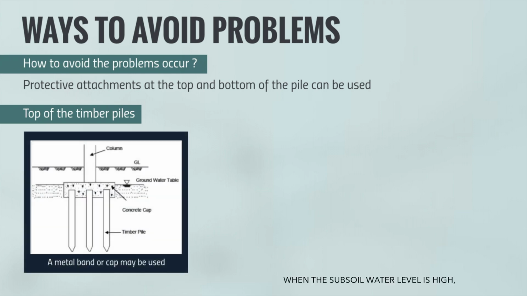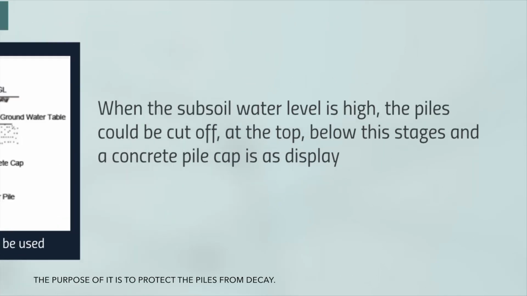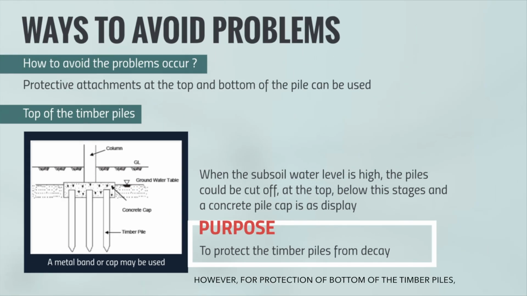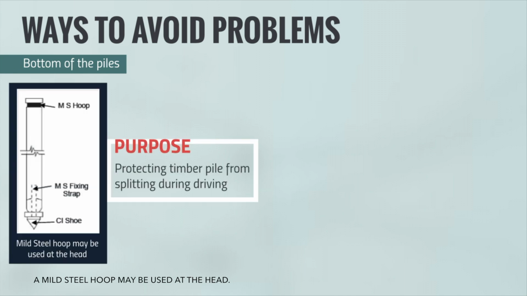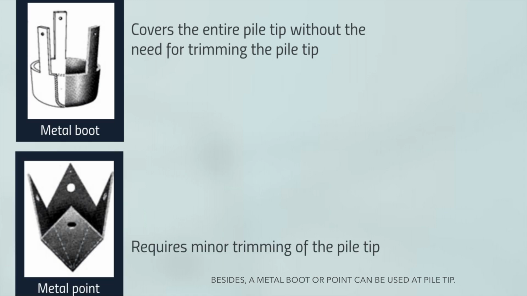When the subsoil water level is high, the pile could be cut off at the top. Below this stage, a concrete pile cap is used, as displayed. The purpose of it is to protect the pile from decay. However, for protection of the bottom of the timber piles, a mouse steel hook may be used at the head. Besides, a metal boot or point can be used at the pile tip.